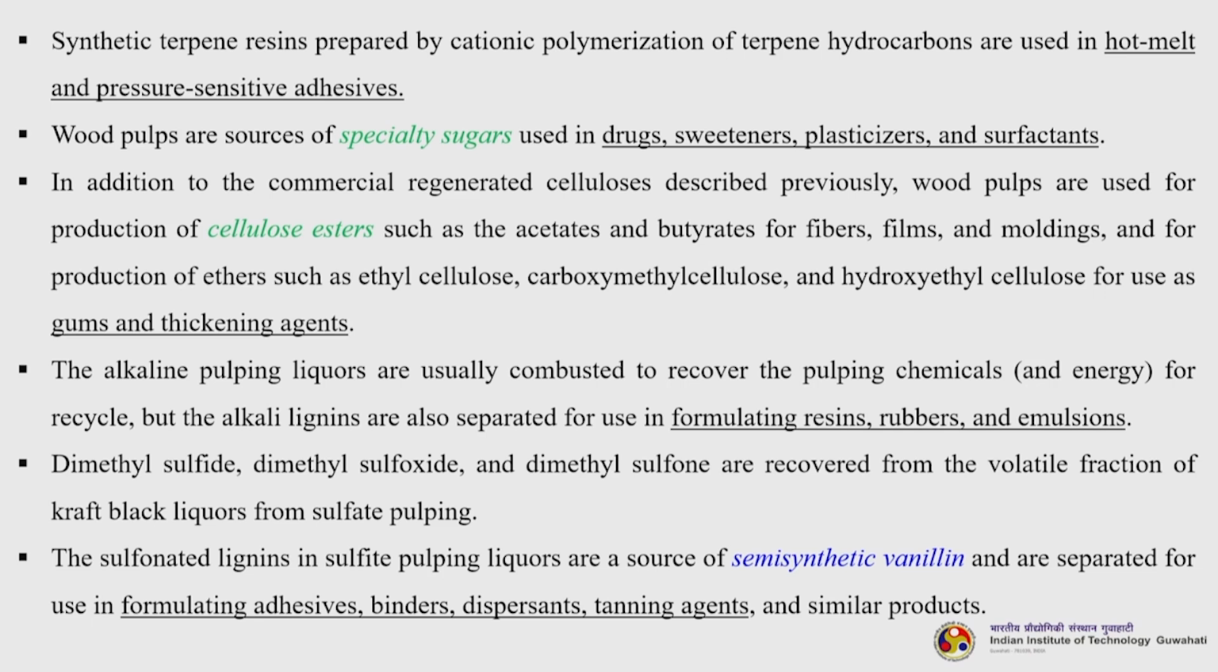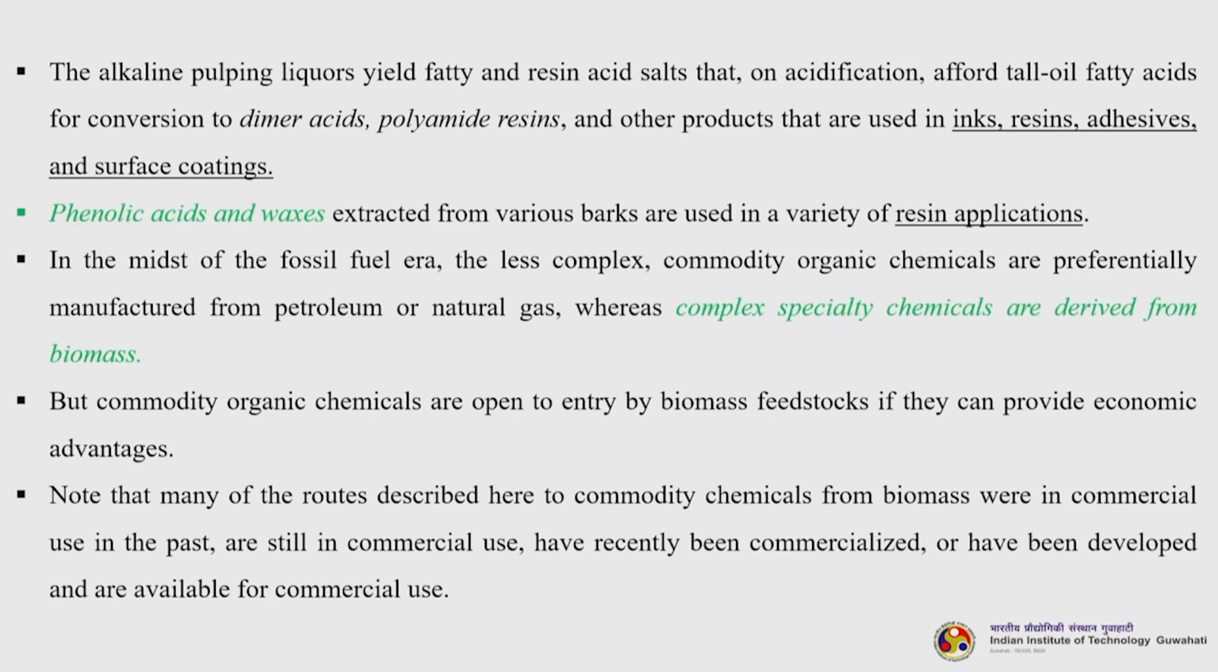Dimethyl sulfide, dimethyl sulfoxide and dimethyl sulfone are recovered from the volatile fraction of the kraft black liquors from the sulphate pulping. The sulfonated lignins in sulphite pulping liquors are a source of semi-synthetic vanillin and are separated for use in formulating adhesives, binders, dispersants, tanning agents and similar products. The alkaline pulping liquors yield fatty and resin acid salts that on acidification afford tall oil fatty acids for conversion to dimer acids, polyamide resins and other products that are used in inks, resins, adhesives and surface coatings. Now, phenolic acids and waxes extracted from various barks are used in a variety of resin applications.